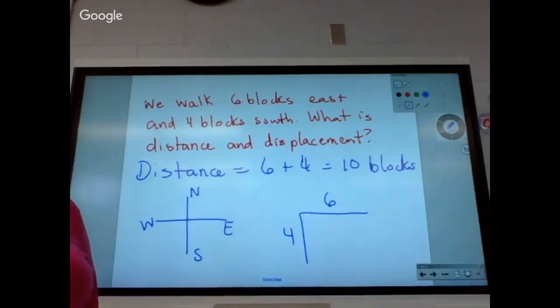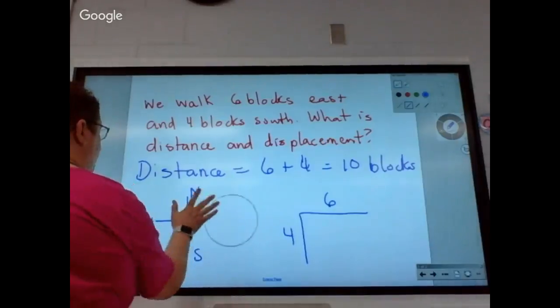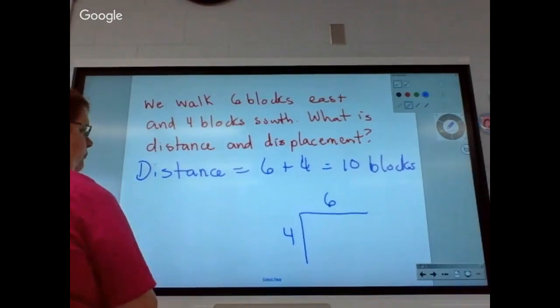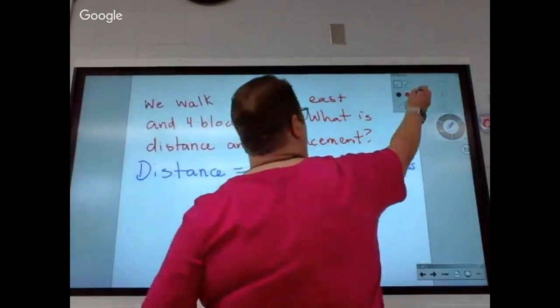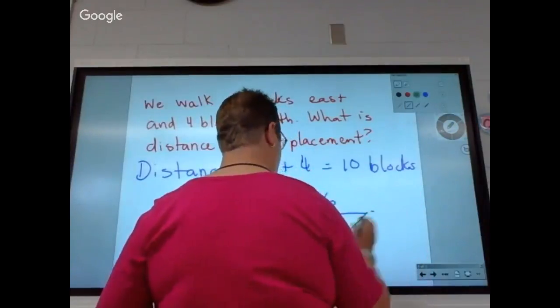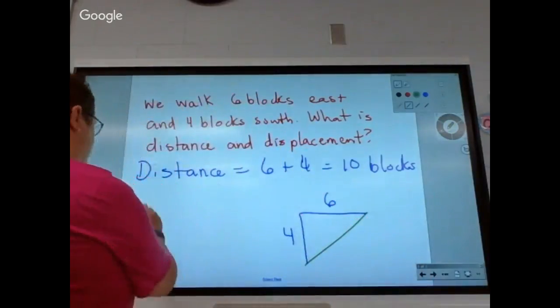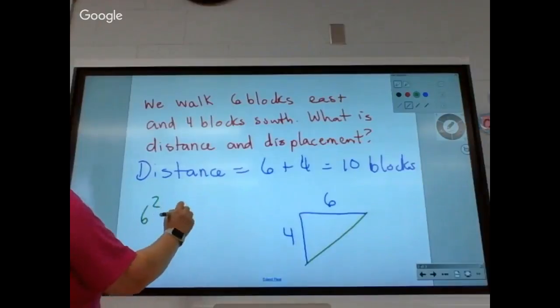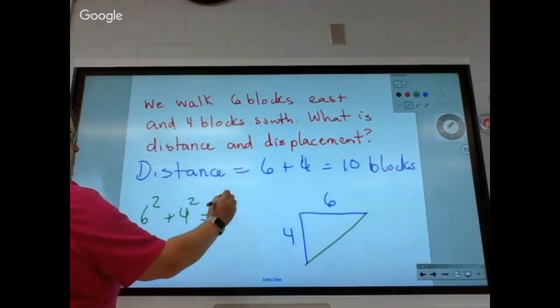Do I have to do what? Can I just subtract 6 minus 4? Shortcut. Can I just subtract 6 minus 4? No. Nope, I cannot subtract. So I got to do the whole 6 squared plus 4 squared equals C squared.